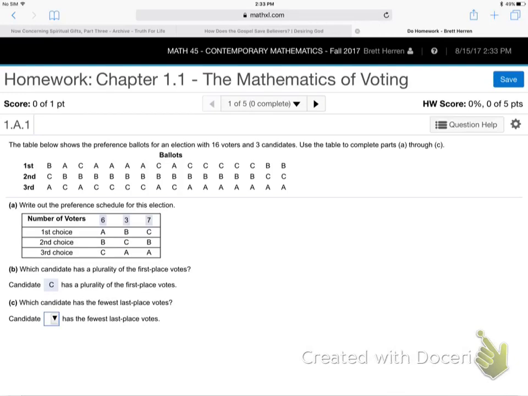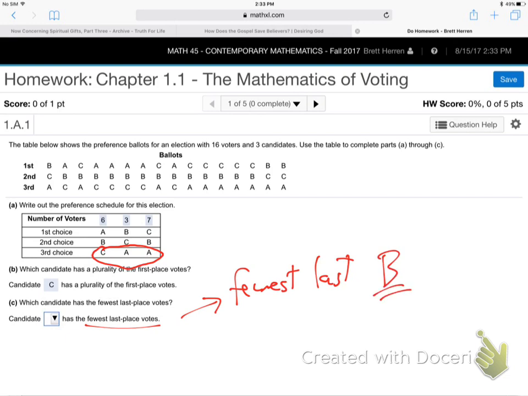So, yeah, who has the fewest last? Fewest last. So here's the last place votes. Right, so 6 people said C was their third choice, their last choice. 3 people said A was their last choice. And 7 people also said A was their last choice. So who had the fewest last? B, actually. Nobody put B last, notice. It was actually B, huh? Nobody had B last.